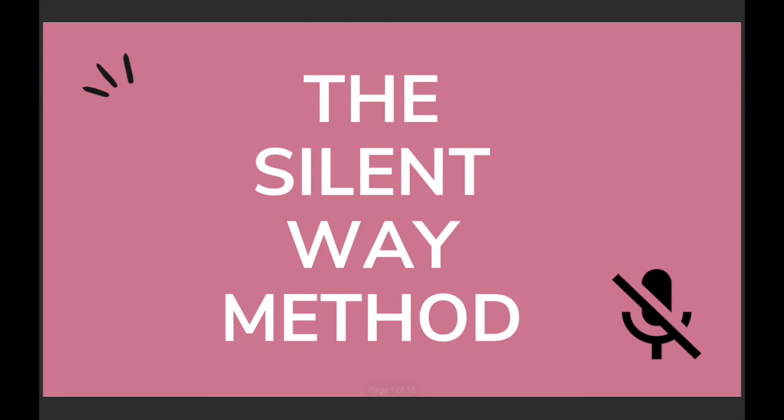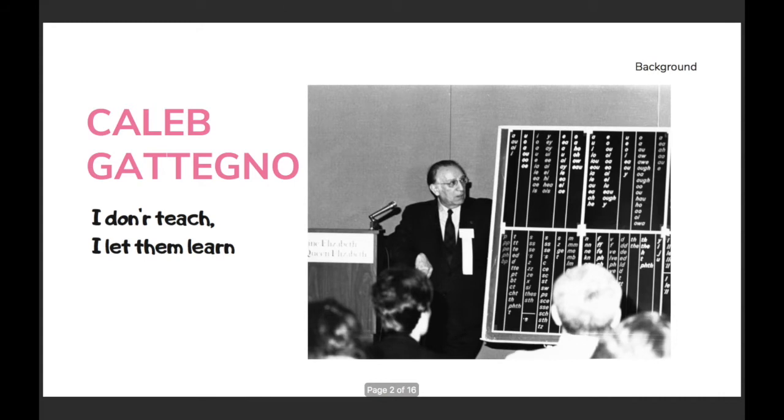Hello, today we talk about the silent way method. It is a method of language teaching originated in the early 70s and introduced by Caleb Gattegno. It derives its name from the fact that the teacher conducting a silent way class is silent for most of the time, and the learner should be encouraged to produce as much language as possible.